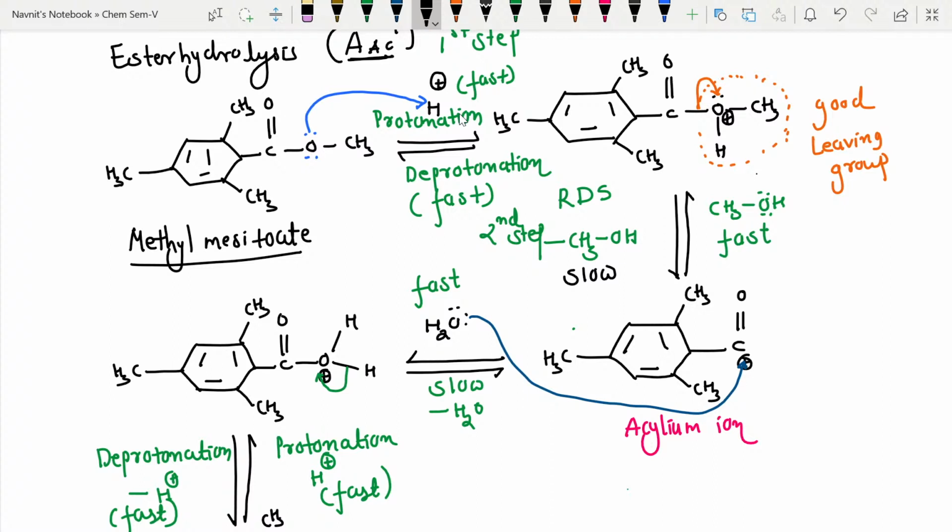Is there any doubt in this mechanism? You can take the screenshot. Later on, if you have any doubt, you can tell me in the next class.